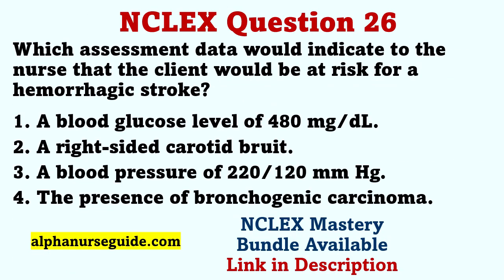Which assessment data would indicate to the nurse that the client would be at risk for a hemorrhagic stroke? 1. A blood glucose level of 480 milligrams per deciliter. 2. A right-sided carotid bruit. 3. A blood pressure of 220/120. 4. The presence of bronchogenic carcinoma. The correct answer is 3. A blood pressure of 220/120. Uncontrolled hypertension is a risk factor for hemorrhagic stroke, which is a ruptured blood vessel inside the cranium.